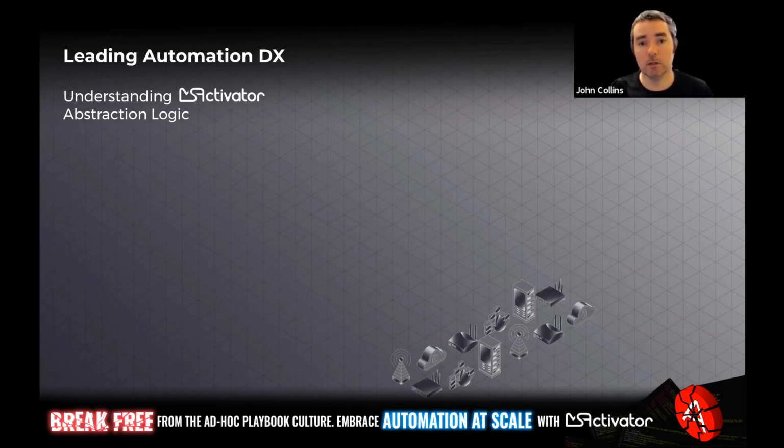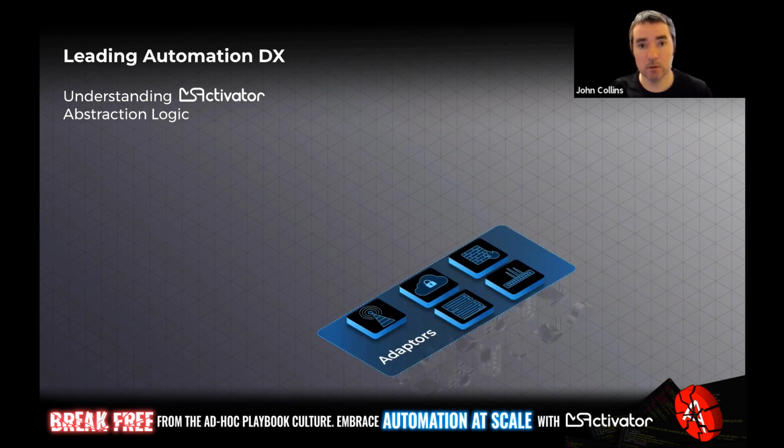When we look deeper at the integrated automation platform at the heart of the MSActivator, we can see that it's made up from four layers. Let's discuss each of those layers in turn, starting at the bottom with the adapter library.